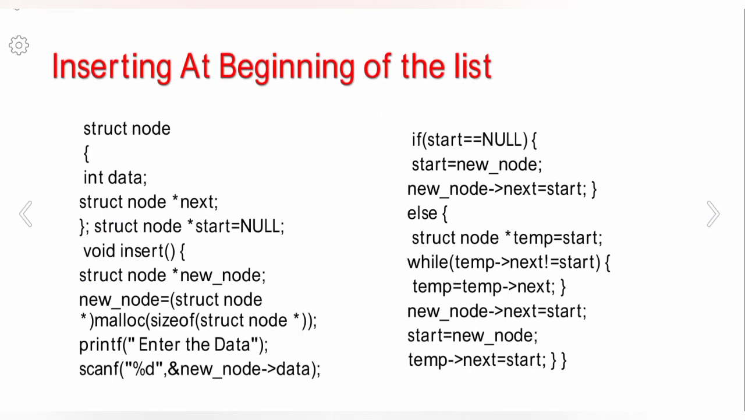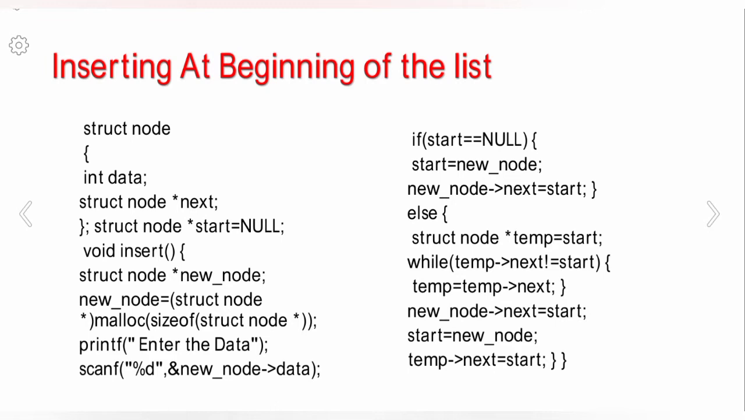Similar to how we apply the insertion and deletion operations in singly and doubly linked list, we can apply the insertion at the beginning of the linked list. In the circular linked list, we are going to insert a new node at the beginning. For that, first of all, we create a node using struct node, with the data and the next pointer, and the start value equals null. So it is pointing to the null value in the header point.